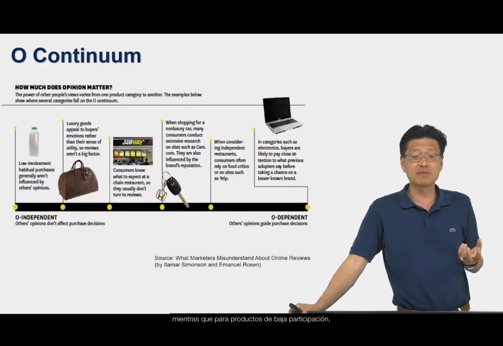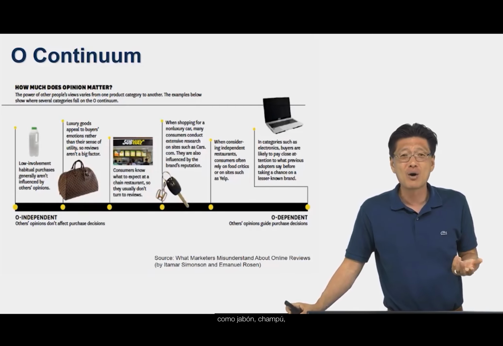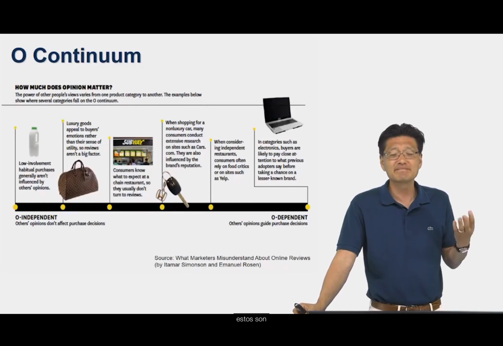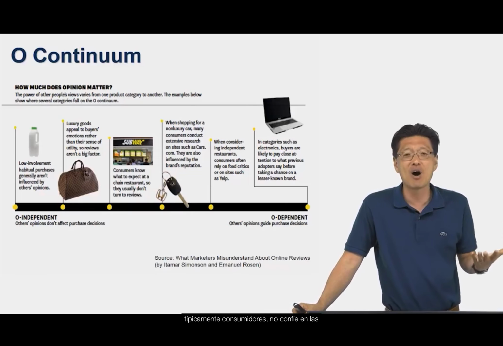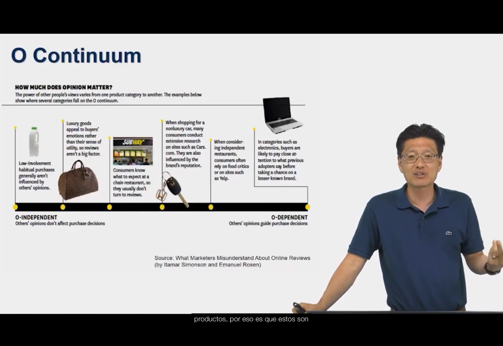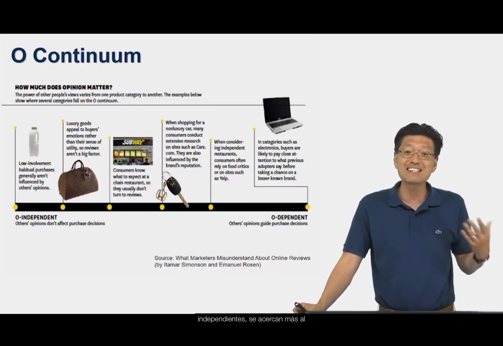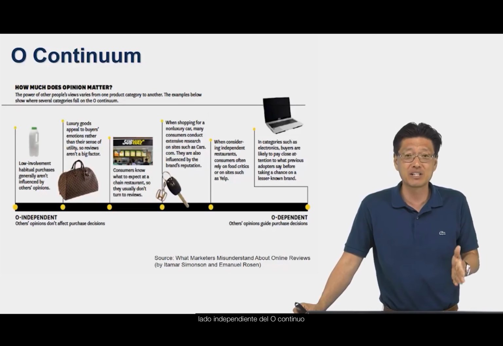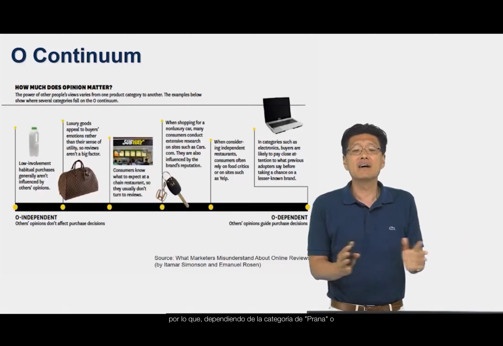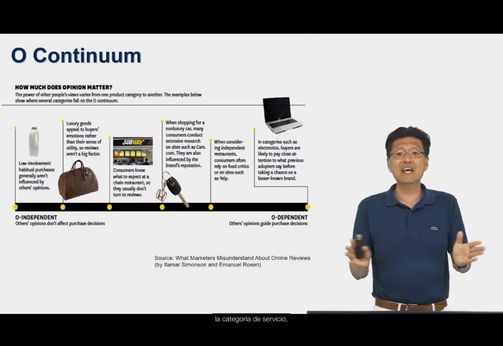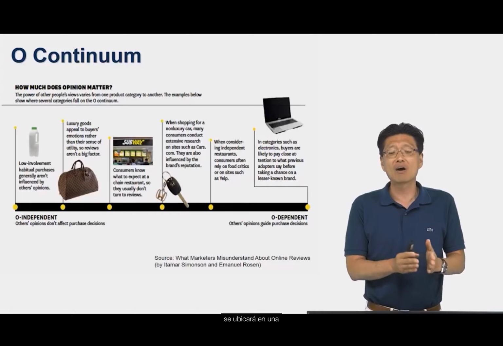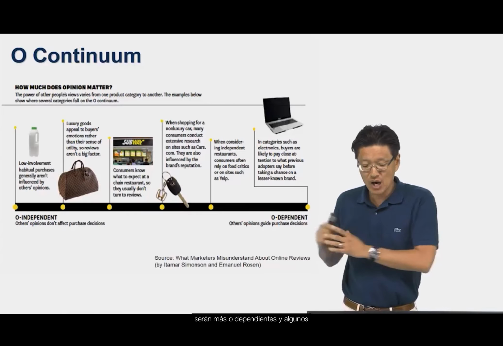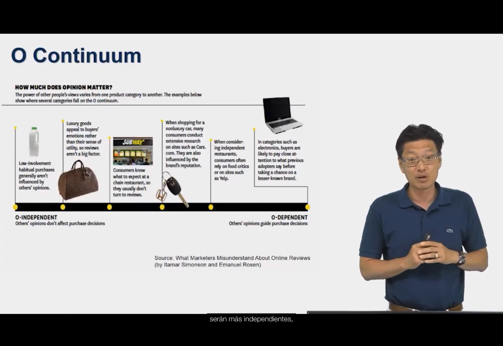Whereas for low involvement products such as soap, shampoo, and habitual purchases like milk and orange juice, consumers typically do not rely on reviews when we buy these types of products. So that's why these are O independent. They fall closer to the O independent side of the O continuum. So depending on the product category or the service category, it will lie on a different location on this O continuum, where some will be more O dependent and some will be more O independent.